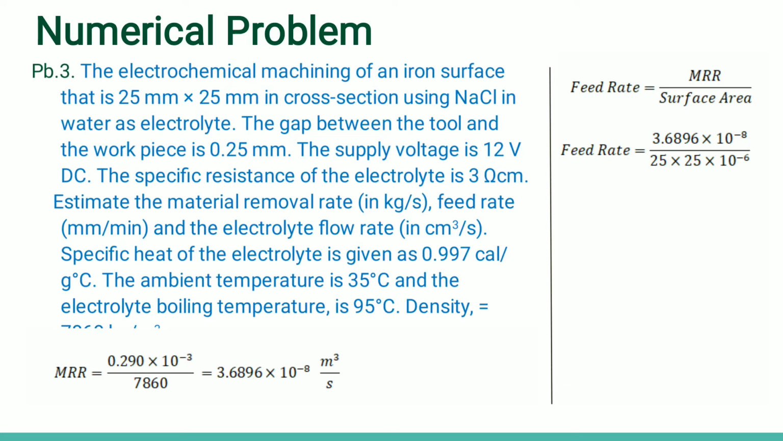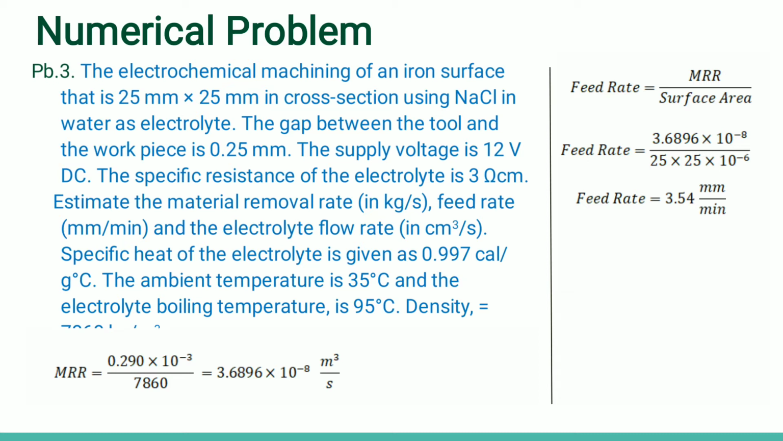So 1 mm is equal to 10 raised to power minus 3 meter. So that will be 10 raised to power minus 3 square, so that will be 10 raised to power minus 6. Okay, so this will be in meter per second. When you multiply it by 60, that will convert it into per minute. Okay, so this is basically the feed rate.